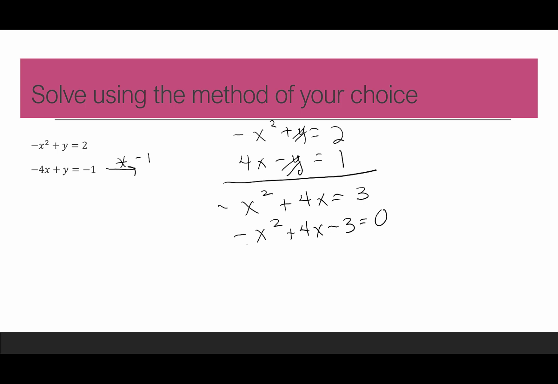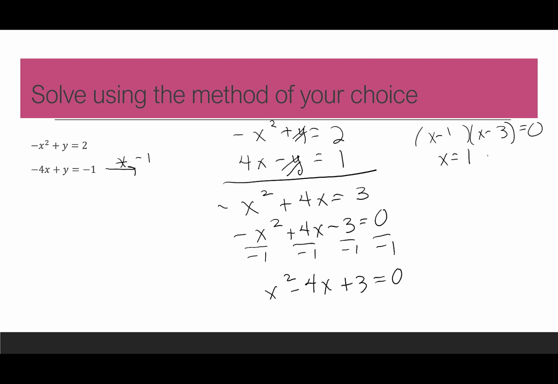I do not like this negative at the front, so I'm going to divide everything by negative 1. I have x squared minus 4x plus 3 is 0. And that works out really nice because now I have factors of x minus 1 and x minus 3, which gives me x is positive 1, x is positive 3.